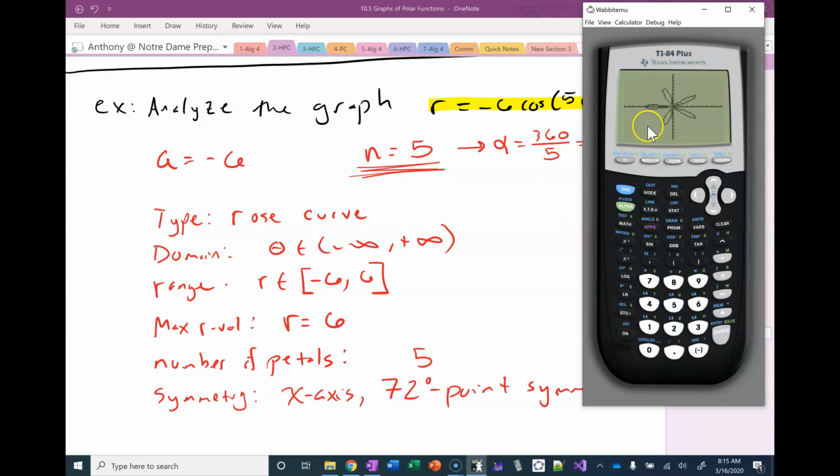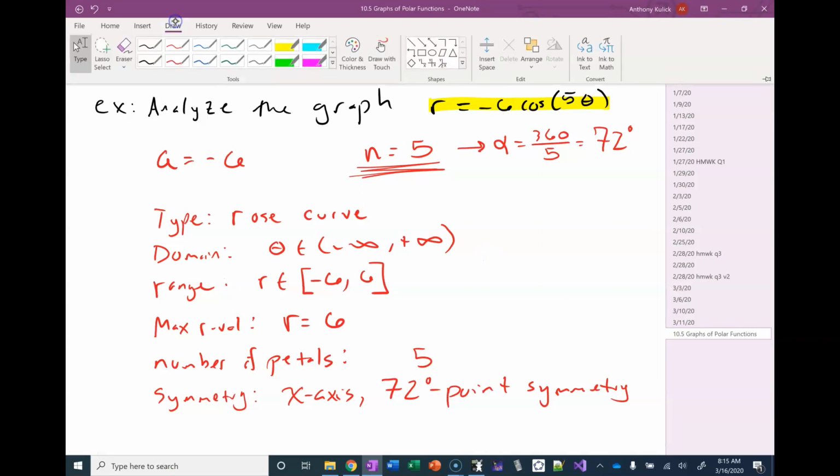If you didn't get this to come out and you got just some points, go back and check your mode, because you're probably in degree mode. But you should be able to graph one of these on your calculator, and you should be able to describe some of these facts about it using the list of criteria we gave you earlier.